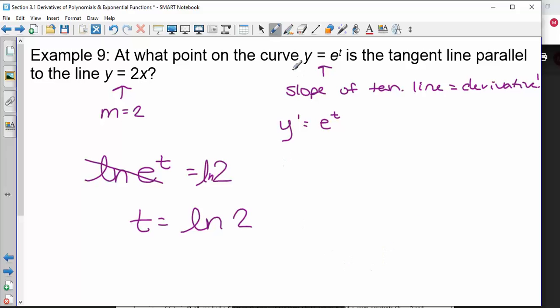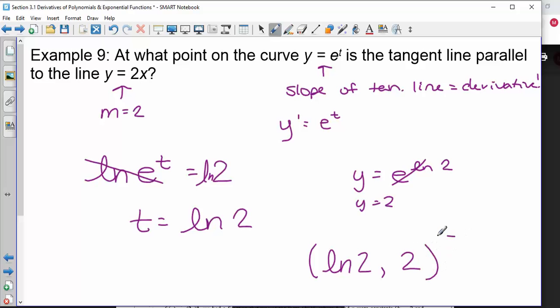Okay, the actual question asks for what point, so if I wanted an ordered pair, this is like your x value. If I wanted my y, if I plug that in, y is e to the natural log of 2. But what do you know about an e and an ln? So my y value is just a 2. That is the actual ordered pair where the tangent line is parallel to the line y equals 2x.